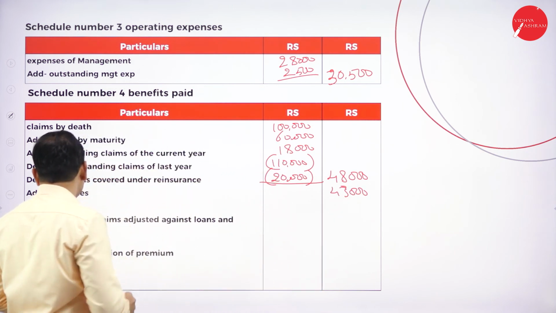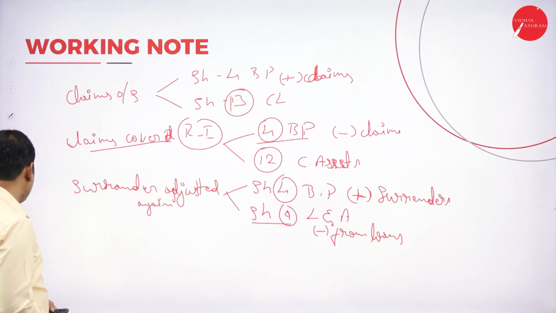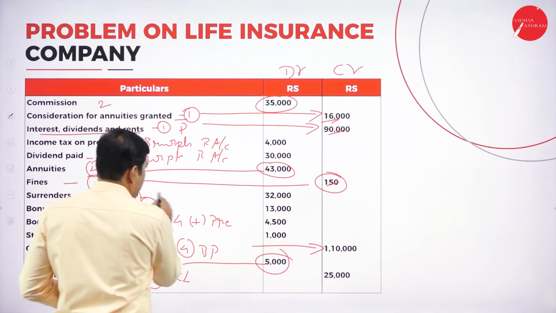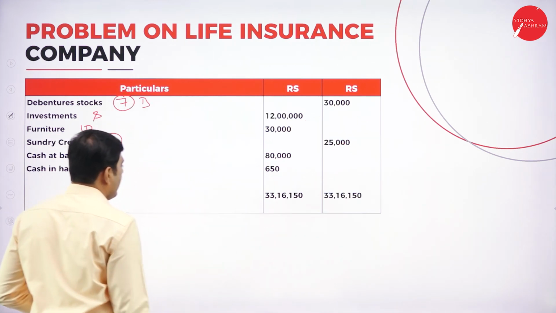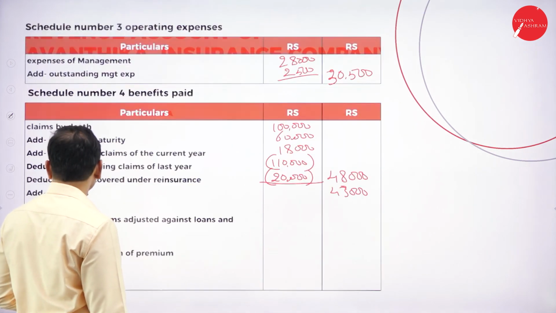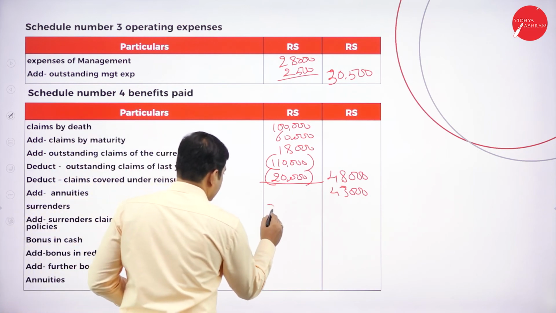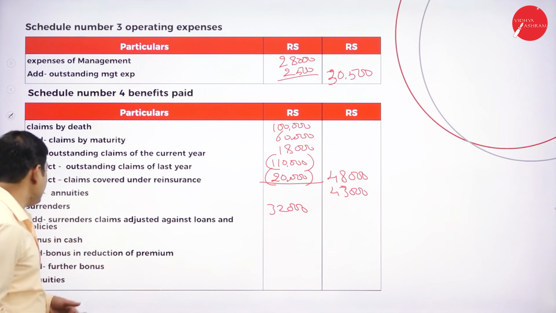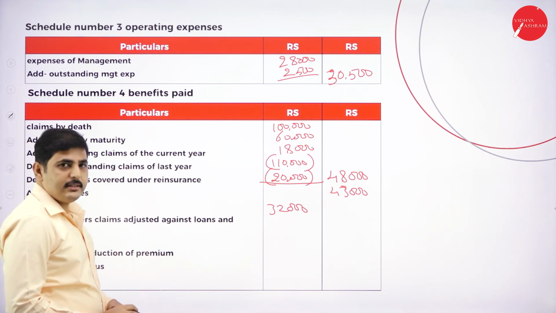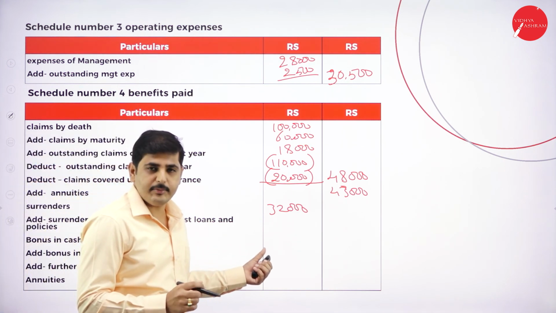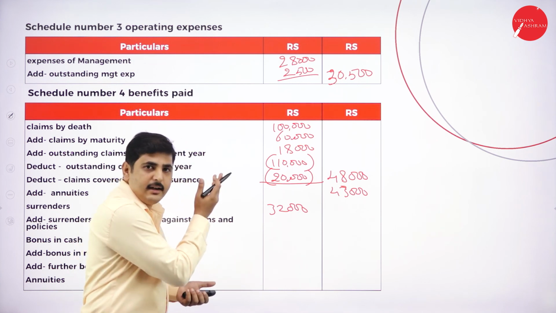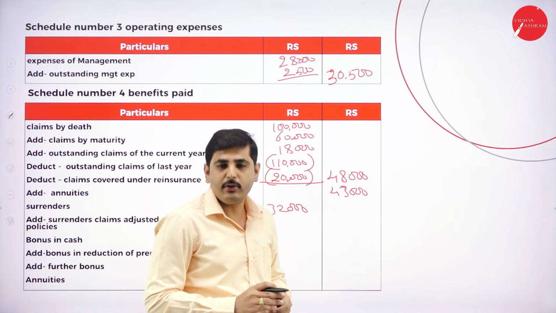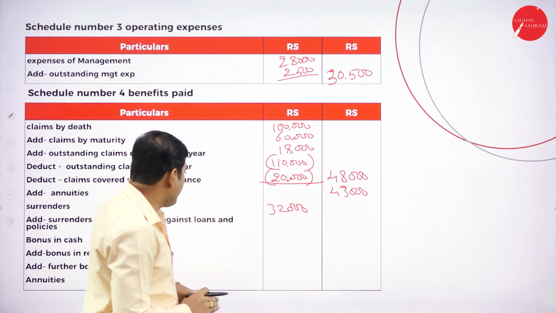Next one, surrenders. Do we have surrender here? Yes, we have surrenders. What is the surrender here? 32,000 is the surrender. Let's write in the inner column. We have again to add surrender claims adjusted against loans and policies. Surrender claims have to be added to the surrenders. Again, we show it in schedule number 9. Loans, we have to deduct from loans on policies.